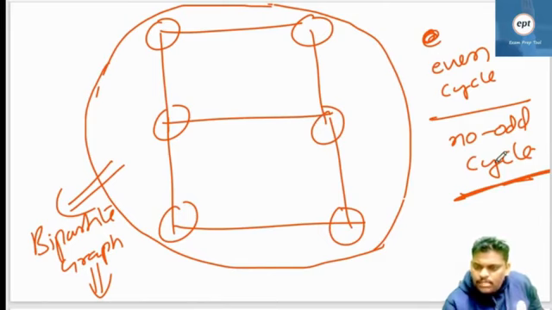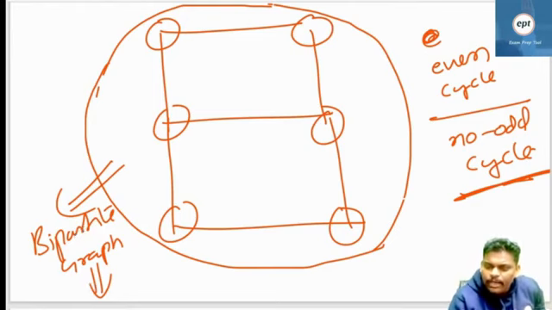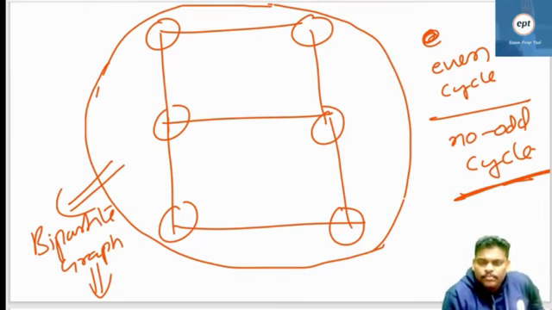Someone is saying odd cycle. I am not asking degree, I am asking cycle: even cycle or odd cycle? No odd cycle means it is a bipartite graph. Can I say the bipartite graph's chromatic number? Chromatic number means vertex color. What is the answer? 2. Bipartite graph chromatic number is 2.